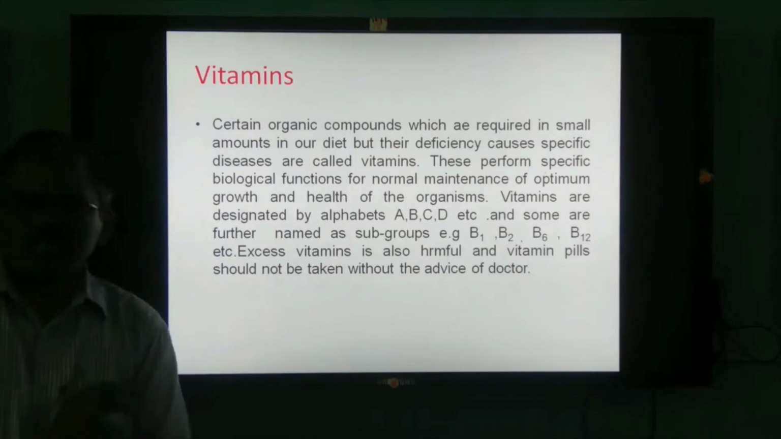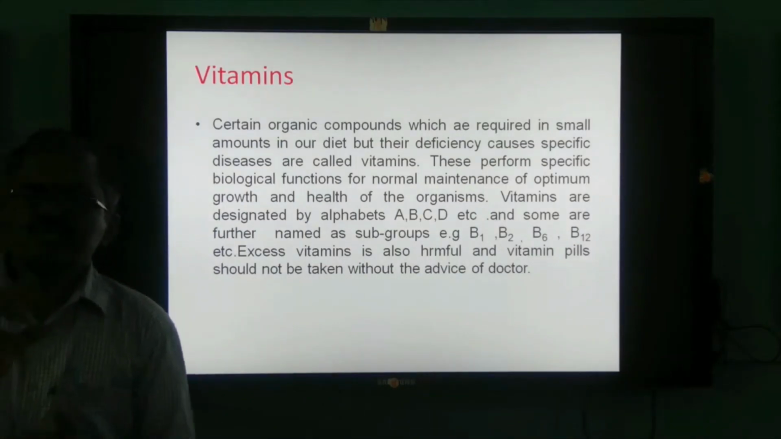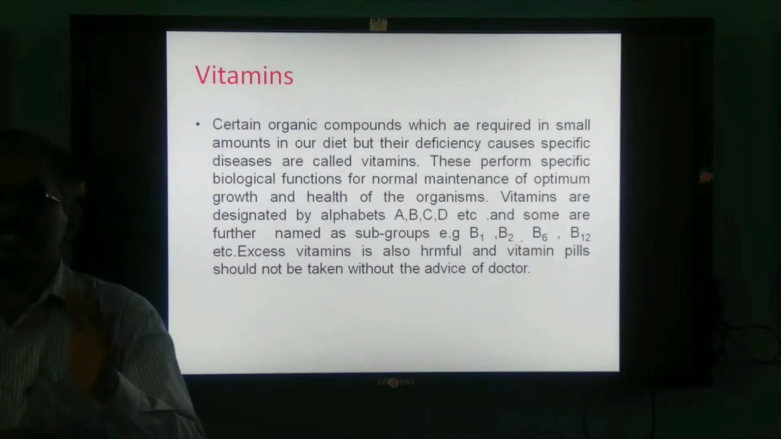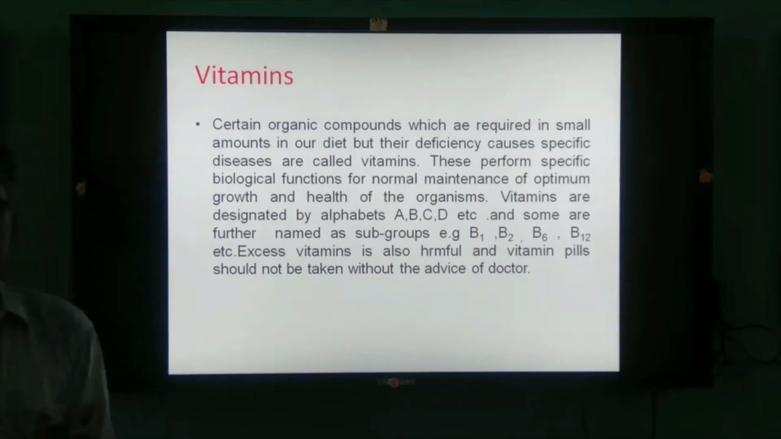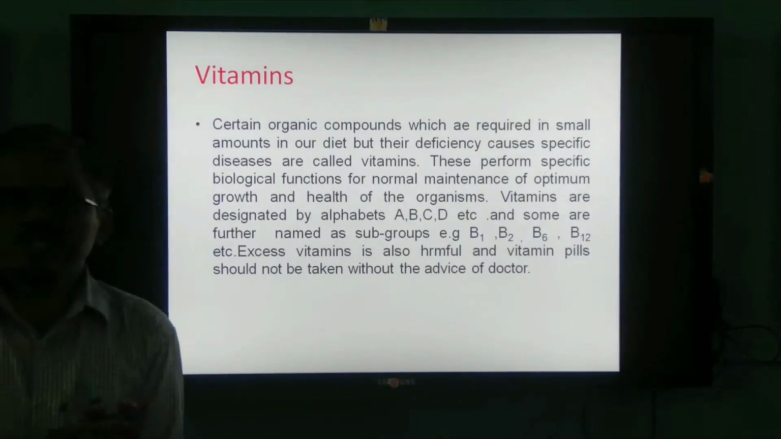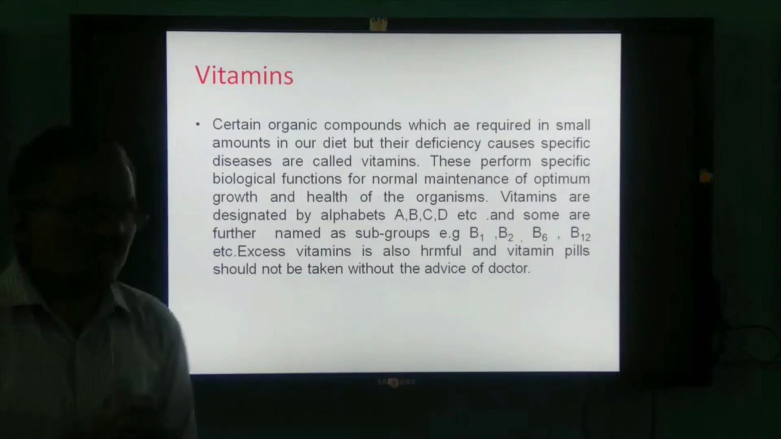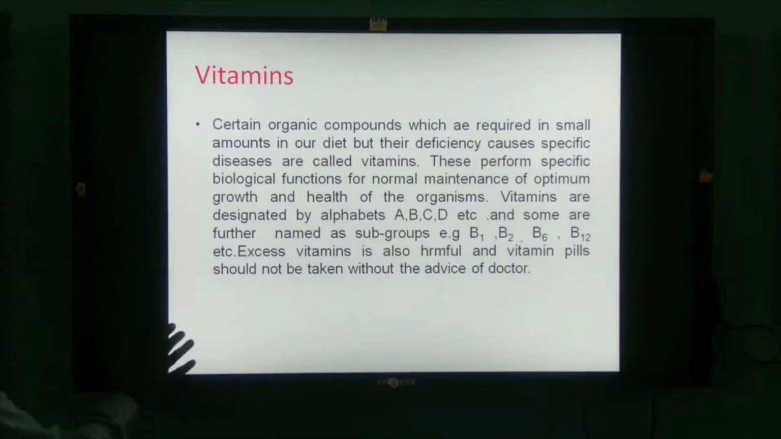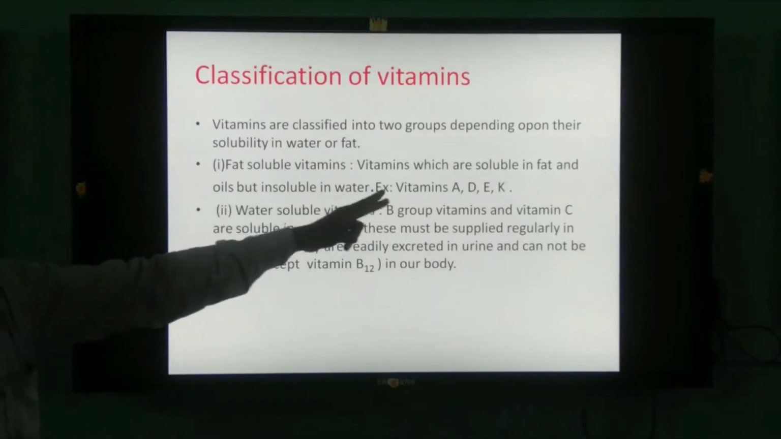There is a vitamin table: what is the source of the vitamin, and what is the deficiency disease caused. For example, vitamin A. What is the disease caused by the deficiency of vitamin A? Blindness. Vitamin A is present in carrots. Then there is the classification into water soluble vitamins and fat soluble vitamins. Fat soluble vitamins are soluble in fat. Examples: vitamin A, D, E, K.